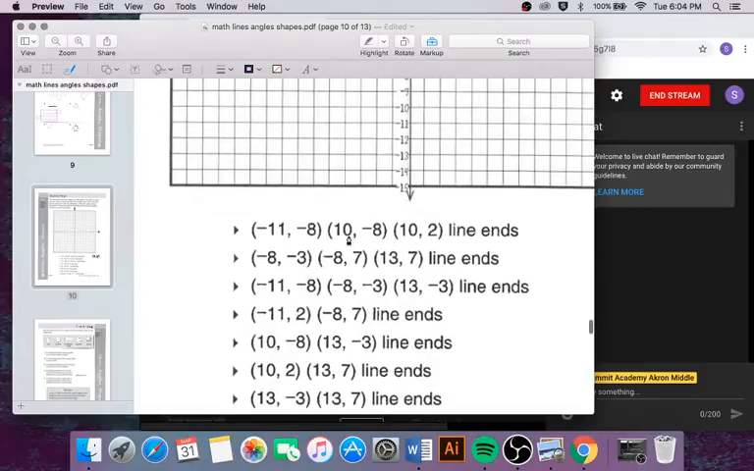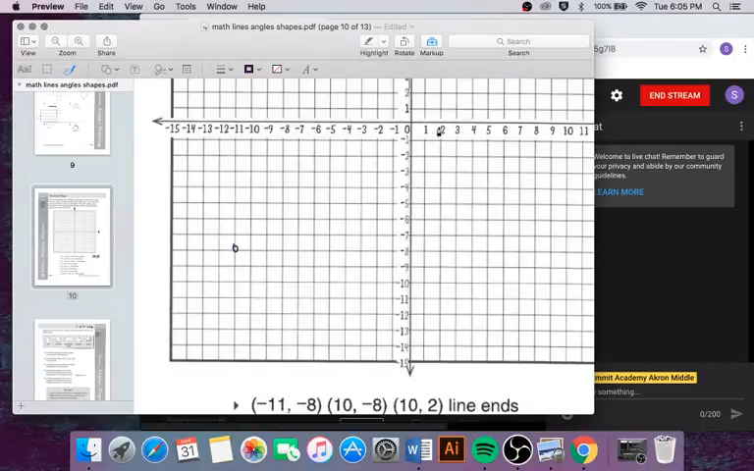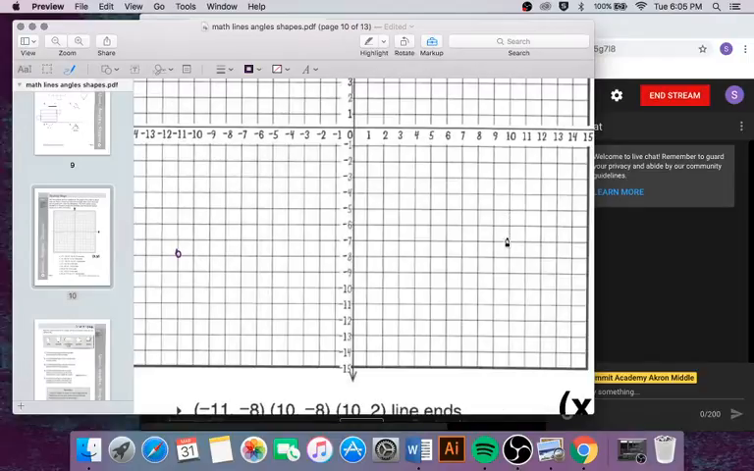Our next coordinate is 10, -8. So we're going to find 10 on our x line, which is over here, and we're going to go down again to -8. And we're going to plot another point. Now we're going to connect these by a line.